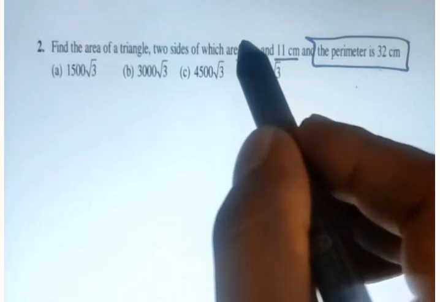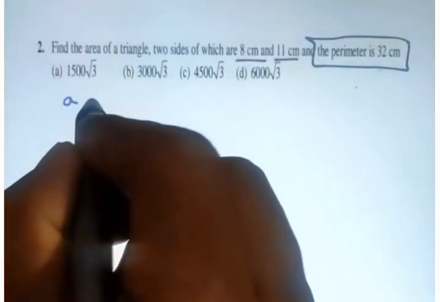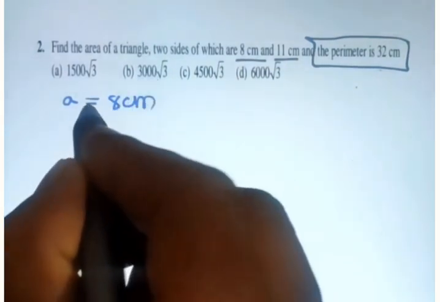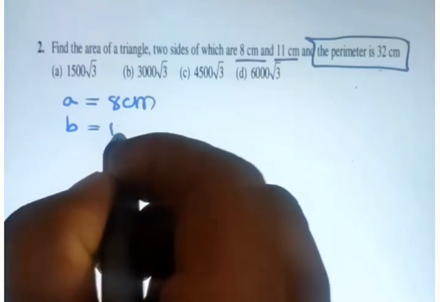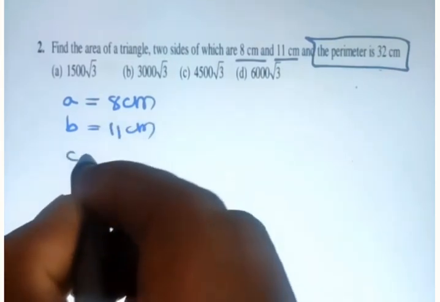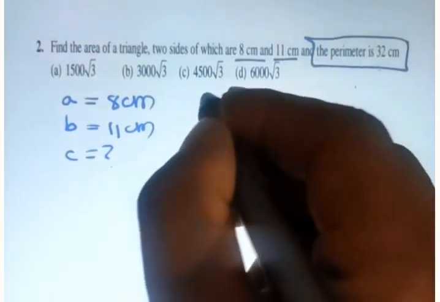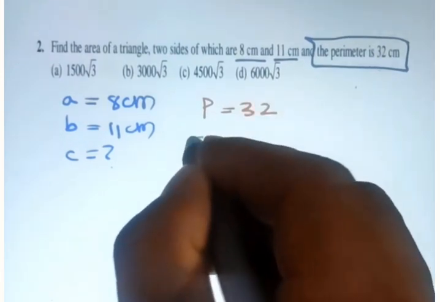So we know that to find out the area by using Heron's formula, we need the value of all three sides. But here two sides are given. So our first aim is to find out the third side. So at first let's write the values given. A is 8 cm, B is 11 cm, and we need to find out the third side's length. So here it is also given perimeter is equal to 32.